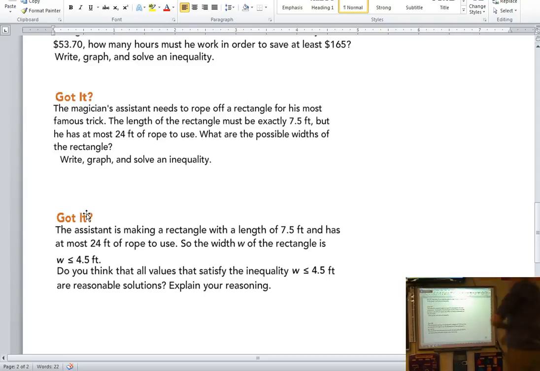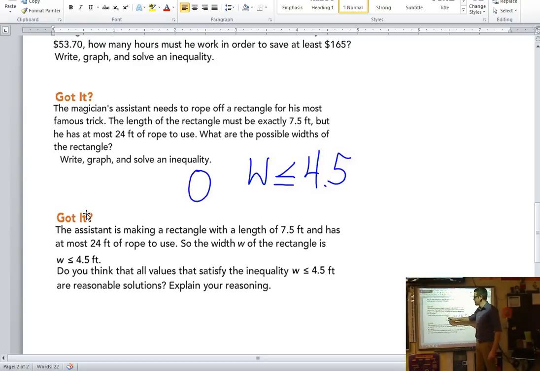So we found out that the width, what we said is that the width has to be less than or equal to 4.5. Now, technically, this is not quite correct. Because could my width be -7? No. Could it be 0? No. So if we wanted to be accurate here, we'd actually have to say that 0 is less than what the width can be. So the width is more than 0, but it's less than or equal to 4.5.